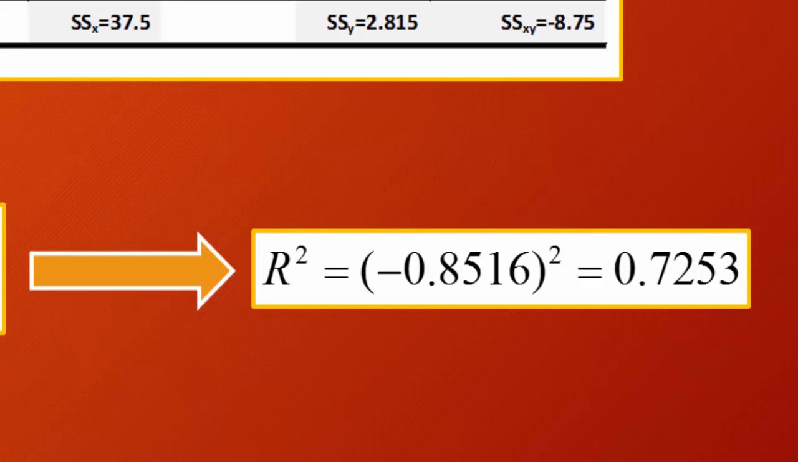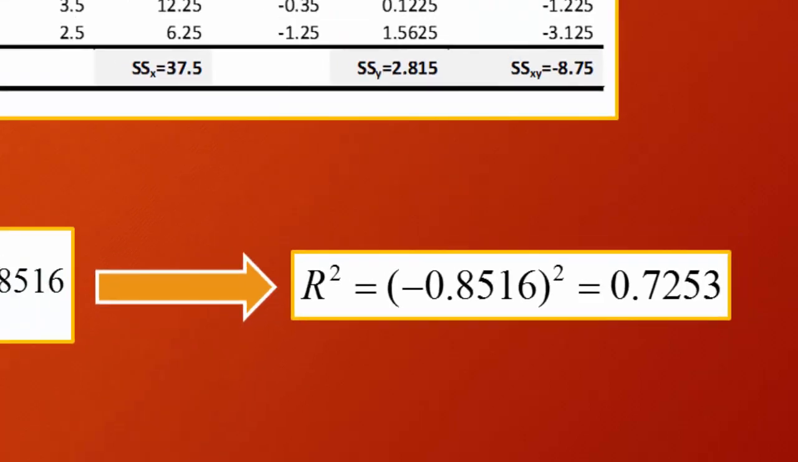72.5% of the variation in the dependent variable, grade point average, can be explained when we know the values of the independent variable, absences. It's telling us that there's a lot of the variation in someone's grades that are being explained just by the number of absences, 72.5%.